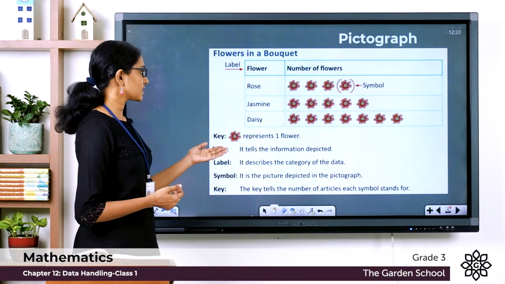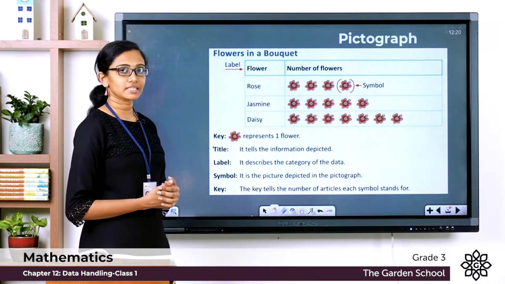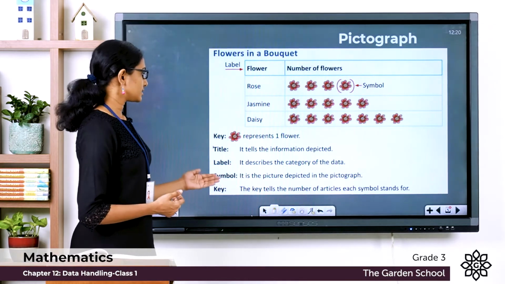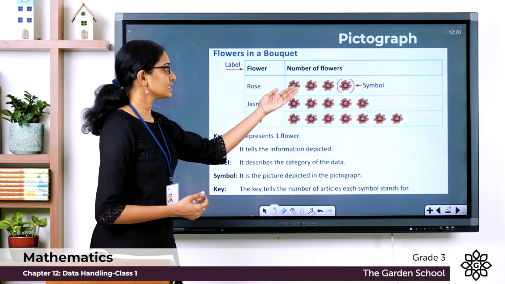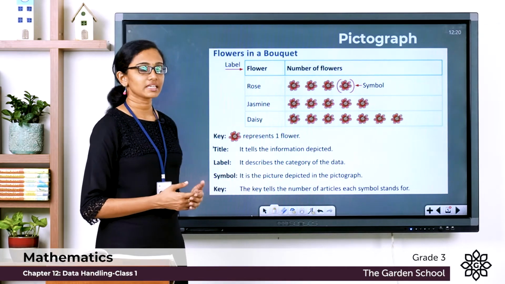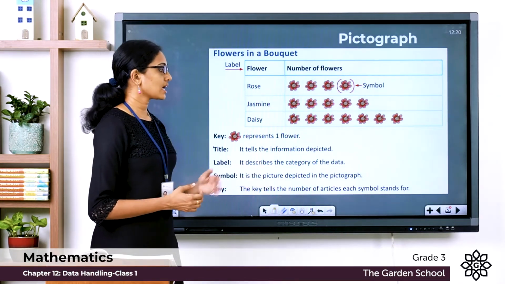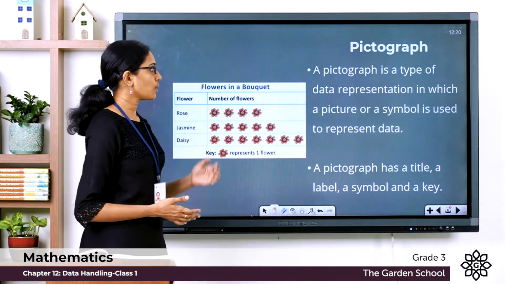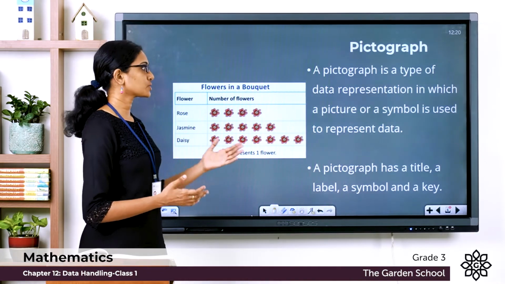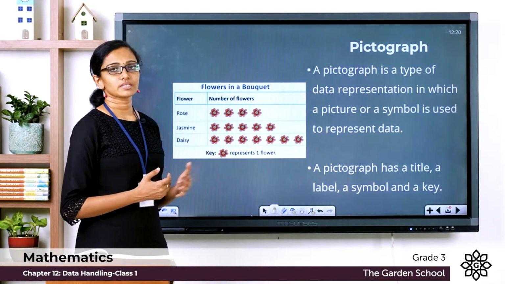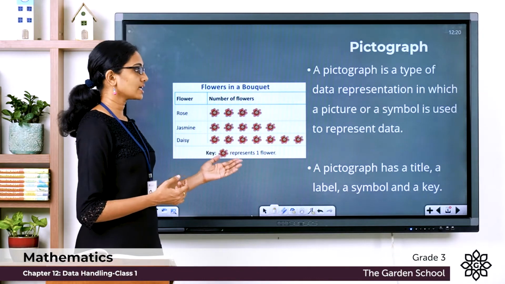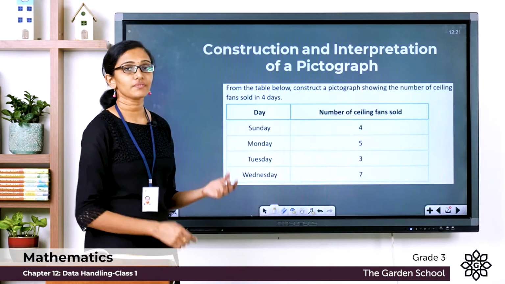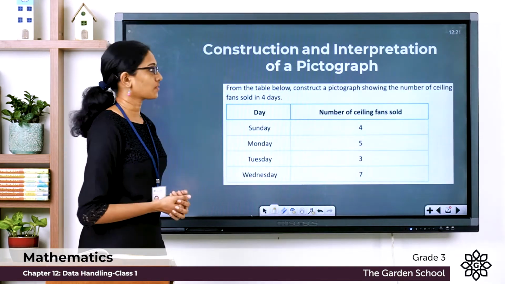So in a pictograph, there is a title and it tells the information depicted, and there will be labels which describe the category of the data. Then there will be a symbol which is the picture depicted in the pictograph. Then there will be the key which tells the number of articles each symbol stands for. So a pictograph is a type of data representation in which a picture or a symbol is used to represent data. And a pictograph has a title, label, symbol and a key. Now let's see how we can construct a pictograph and interpret or read data from it.